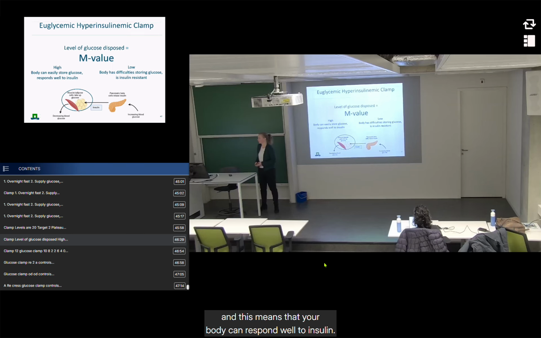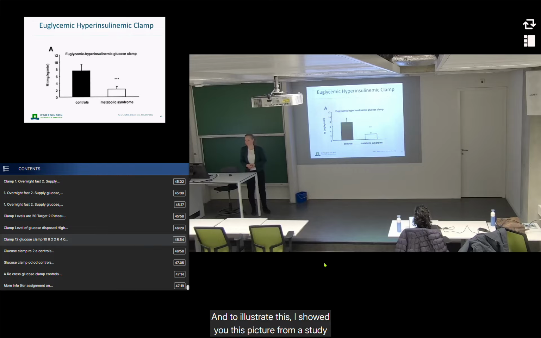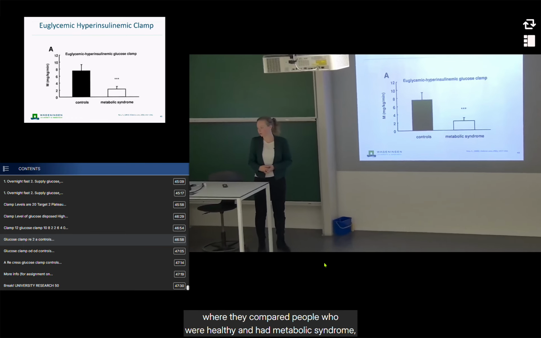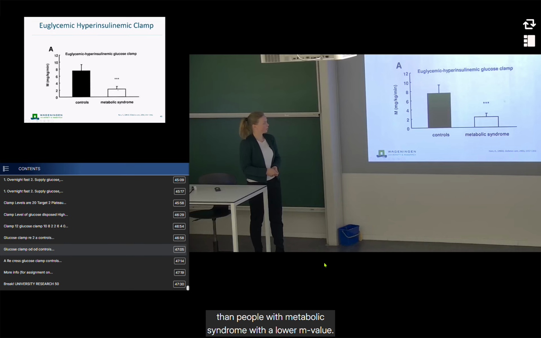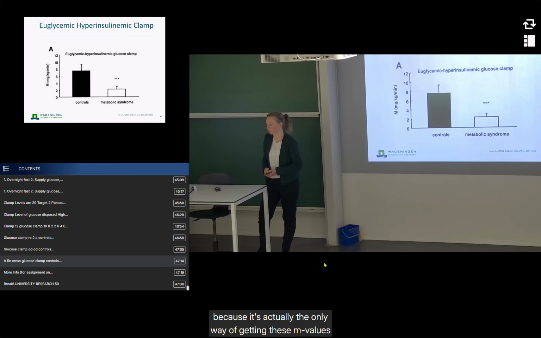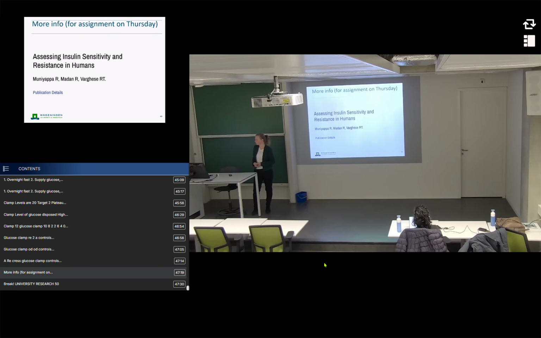To illustrate this, I show this picture from a study where they compared people who were healthy and who had metabolic syndrome. Here you see in black the healthy controls with a higher M value, and people with the metabolic syndrome with a lower M value. They use the same method, because the only way of getting this M value is by performing this clamp method. As I said, more information on this method and also on the calculations can be found in the paper, but we will also go over this on Thursday.